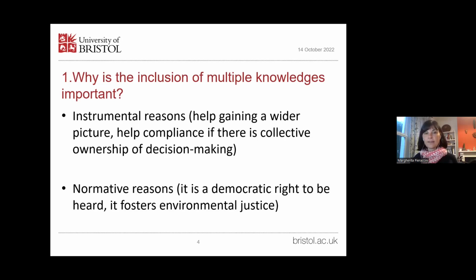But I think it is really important to think about both instrumental reasons and normative reasons, because normative reasons really go a step further. They bring in issues related to both environmental justice and democratic values, and they go beyond the substance, if you like, of the information. They focus on the procedures and on the right to be heard independently of what you have to say.